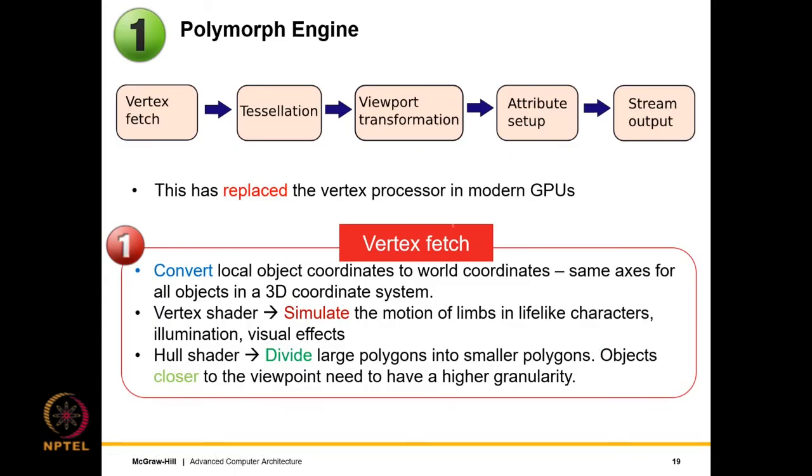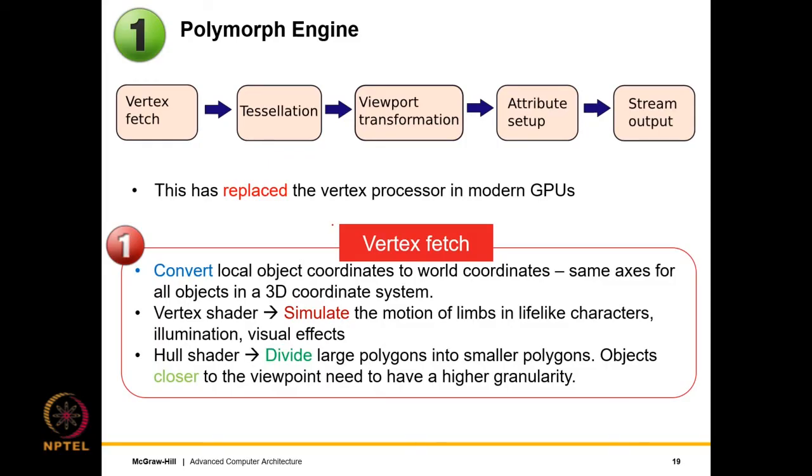Nowadays, the Vertex processor has been replaced by the Polymorph engine. The Polymorph engine itself is pipelined. It has a 5-stage pipeline. So if you think about it, there is a pipeline within a pipeline stage. The Polymorph engine has 5 stages: vertex fetch, tessellation, viewport transformation, attributes setup, and stream output. So in modern GPUs, they don't have the Vertex processor anymore. I must underscore the fact that we are mostly talking about the NVIDIA family of GPUs over here. We are not talking about other GPUs at the moment.